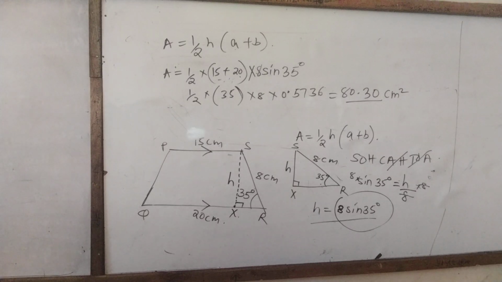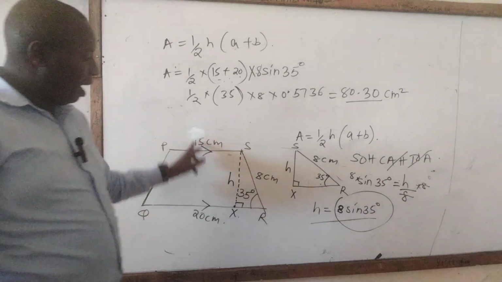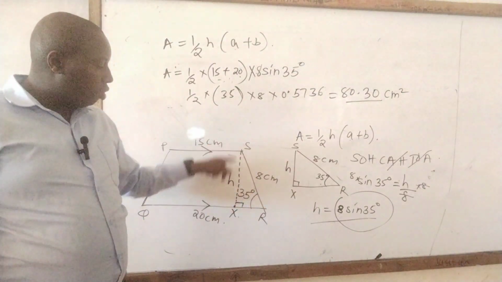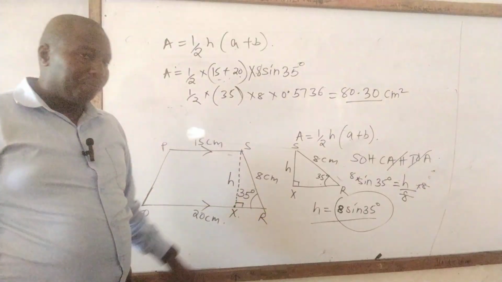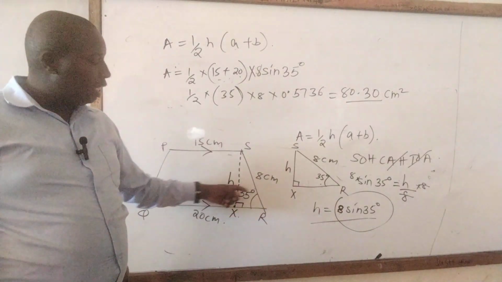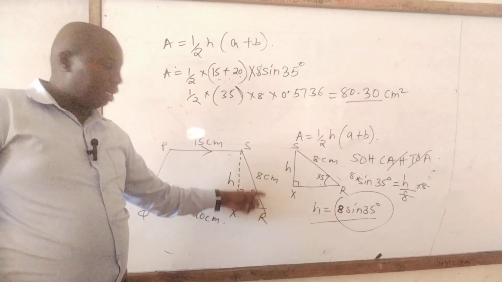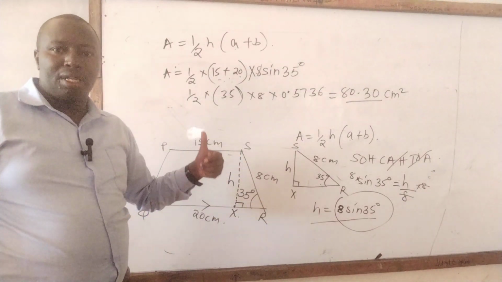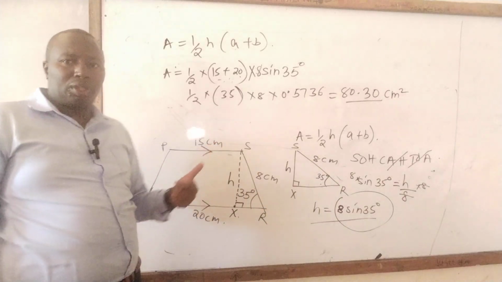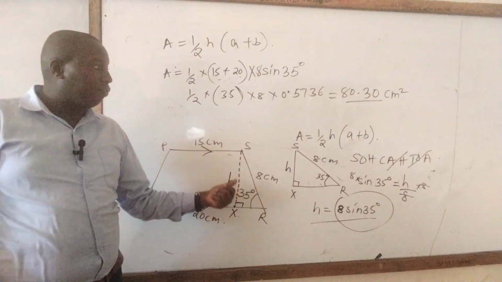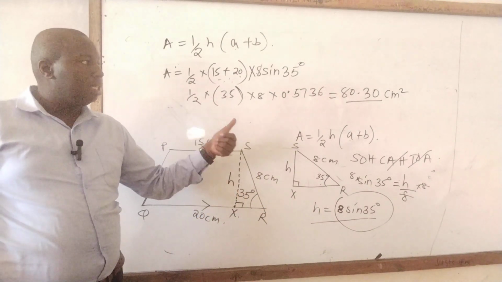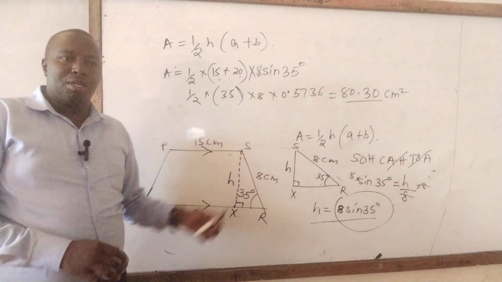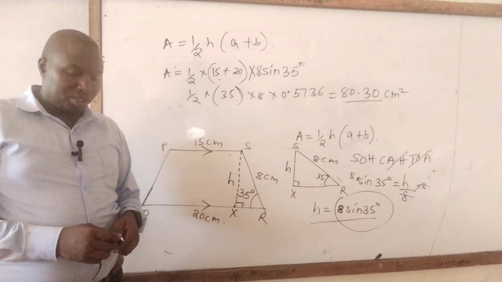In this case, you are given the two parallel sides and the angle. The height is always 8 sine of this angle, 8 sine 35, and you can see we have worked it out using sine. So the area is 80.30, and that's the area of that trapezium. That's what you're supposed to do.